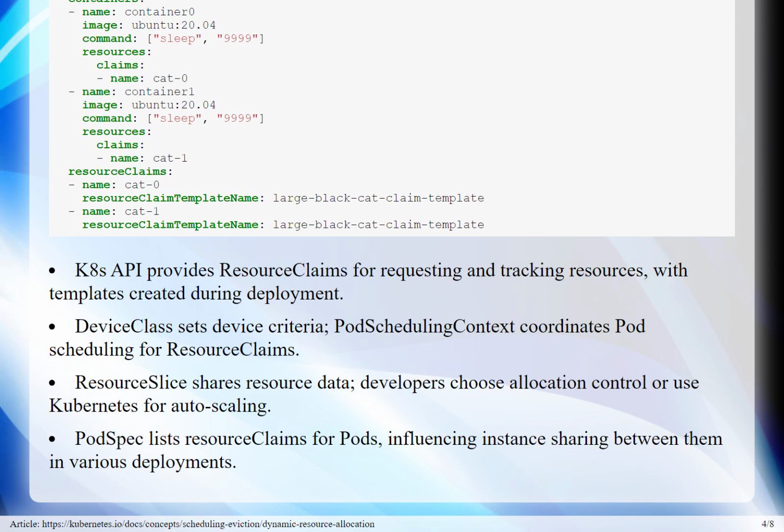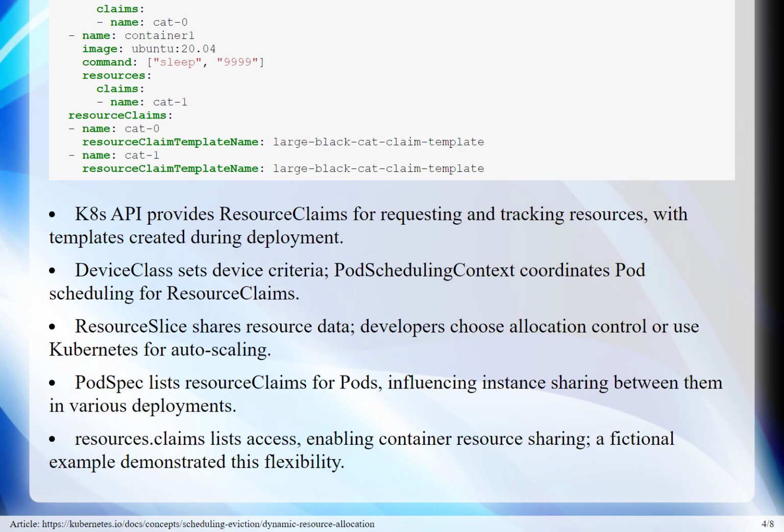Pod spec, within core v1, includes a resource claims field to define the necessary resource claims for a pod. Entries here refer to either a direct resource claim or a resource claim template, affecting whether pods share instances or have individual ones. This enables shared management of allocated resources across pods, especially in deployments or stateful sets.